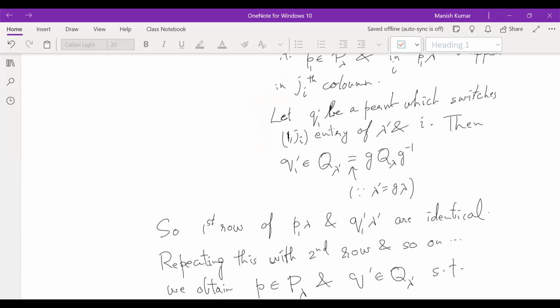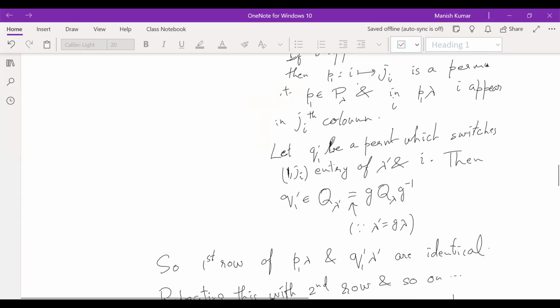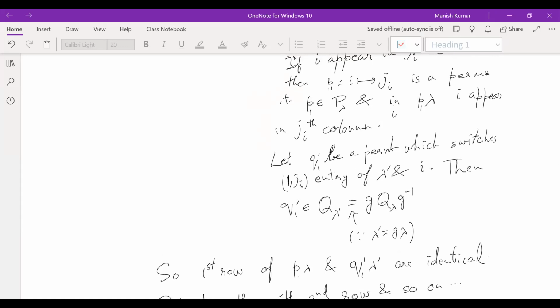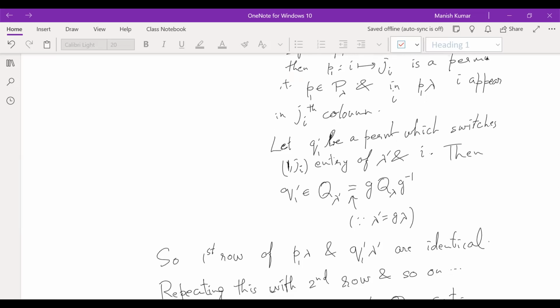Yeah. So the 1/ith entry of P1 lambda is... so what is it? I don't know. The 1/ith entry is G i. Sorry, no. Is G i? Yeah. So it's the inverse permutation. But I hope this is clear.